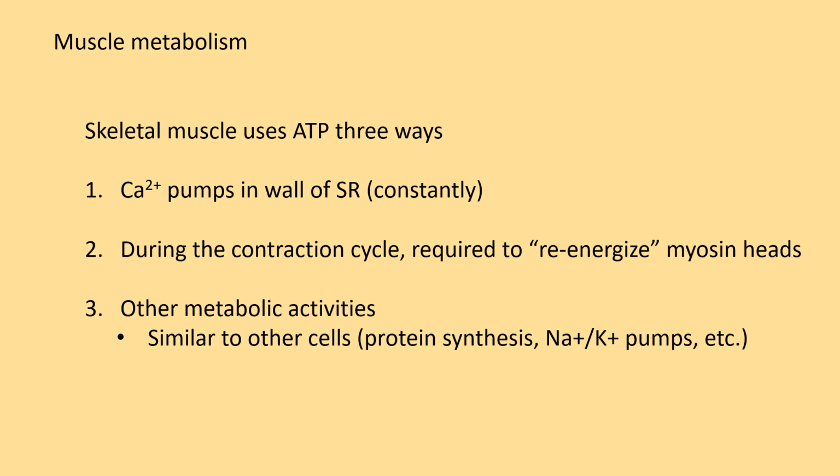And then number 3 is not unique to skeletal muscle cells, but then there are all the other ways in which cells in general utilize ATP. So muscle cells are constantly manufacturing proteins, they're constantly breaking down old proteins. Of course, they have sodium potassium pumps that are constantly functioning. Their cytoskeletons are constantly moving and being updated. So number 3 is just all of their metabolic activities, and these metabolic activities are in common with other cell types.